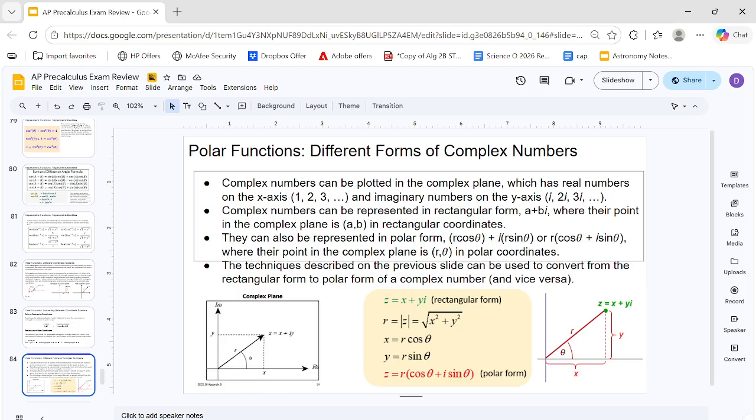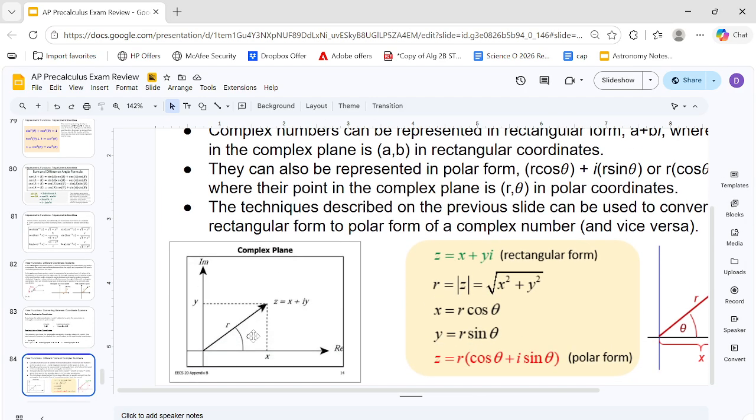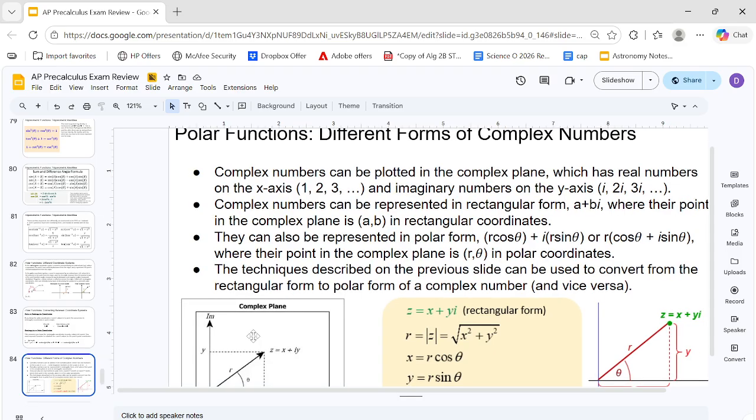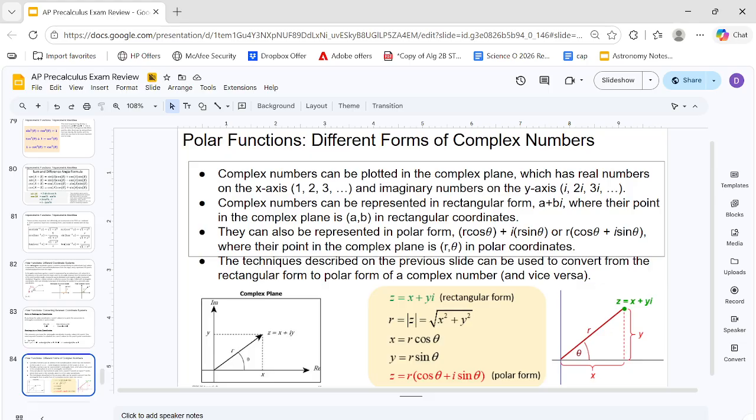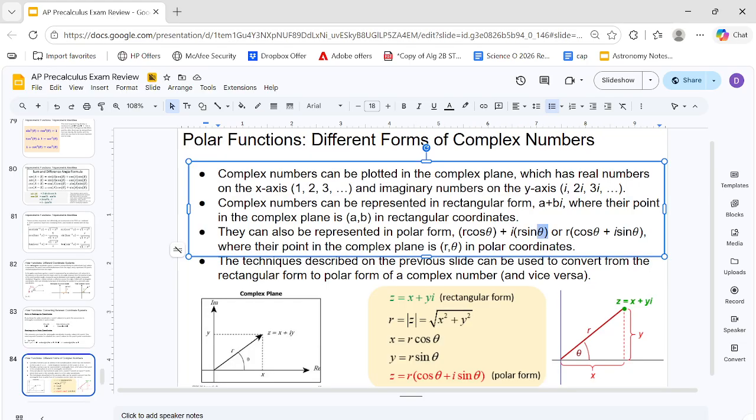Complex numbers can be applied on the complex plane. So they can be represented in rectangular form or rectangular coordinates, so this x plus yi, or in polar form, so r cosine theta plus i sine theta. Or you could have it expanded out, like r cosine theta plus i r sine theta, or you factor out the r.